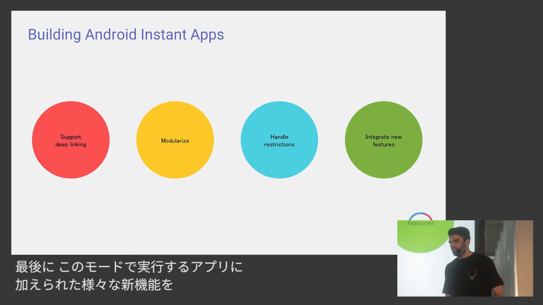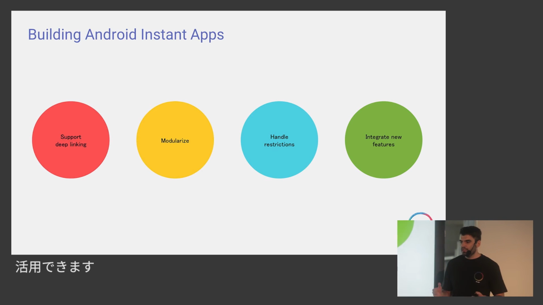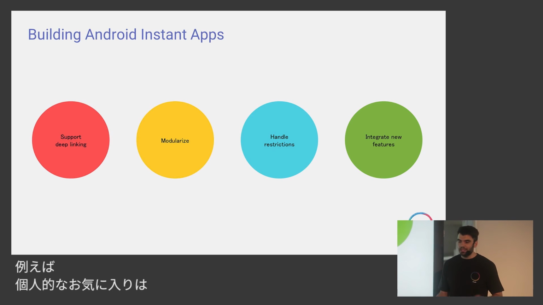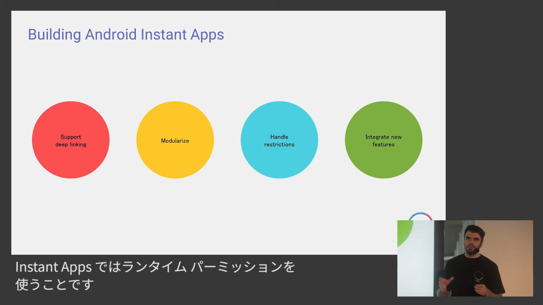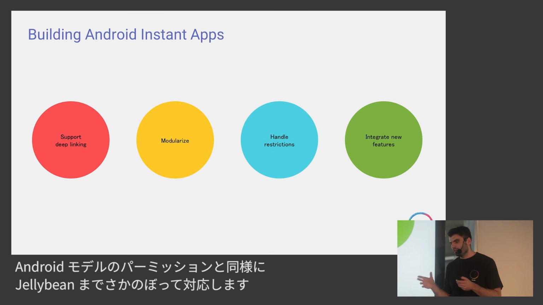Finally, you can take advantage of a host of new capabilities when the app is running in this mode. As an example, and my personal favorite, Instant Apps will use runtime permissions, just like the Android M model of permissions, all the way back to Jelly Bean.